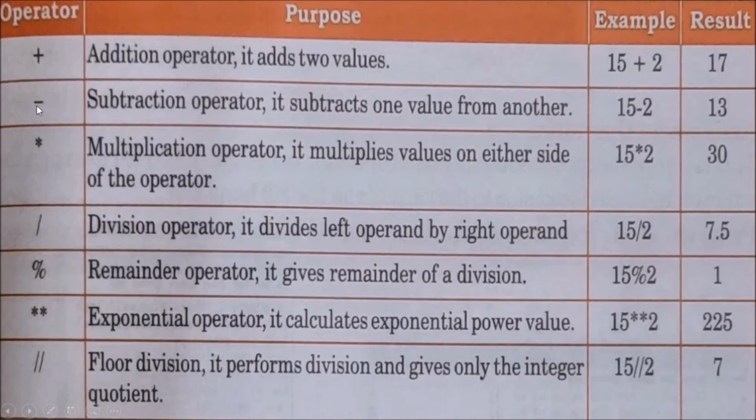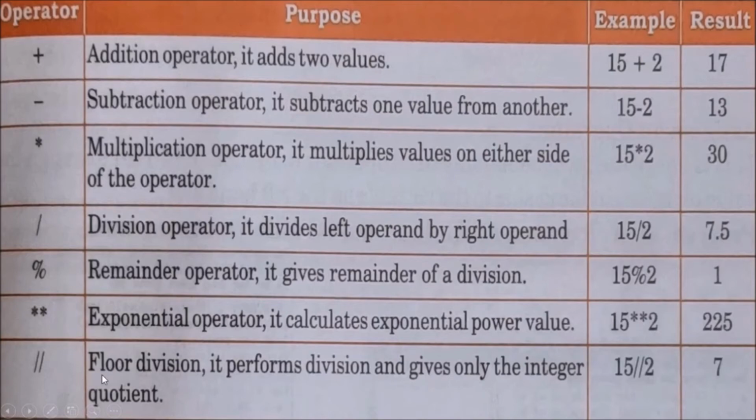Our next operator is subtraction, that is minus. It will subtract one value from the other, and here again we are using two operands. This is one operand, this is the other operand, and this is the operator. Next are the multiplication operator, division operator, remainder operator, and exponential operator. This is used to calculate the exponential power value. Here I have written 15 and then two asterisk signs. These are the power given to 15. This means 15 power 2, that means 15 multiplied by 15, which comes to 225.